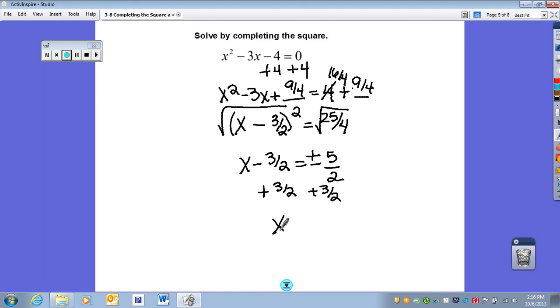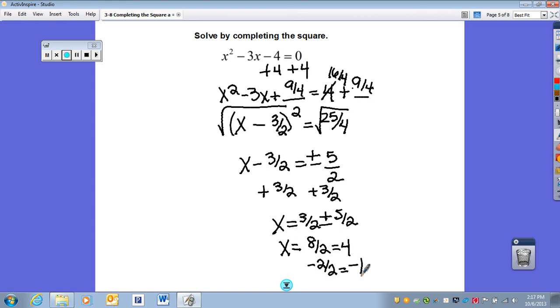So we have x equals 3 over 2 plus or minus 5 over 2. In this case, we need to finish simplifying because we don't have any roots left, and we will have number values. So 3 over 2 plus 5 over 2 is 8 over 2, which equals 4. And then we have 3 over 2 minus 5 over 2, which gives me a negative 2 over 2, which equals negative 1.